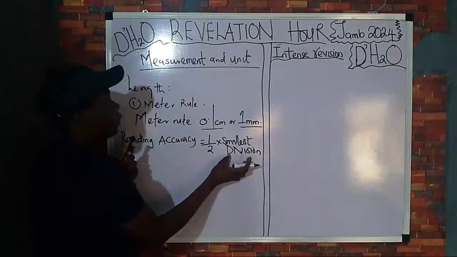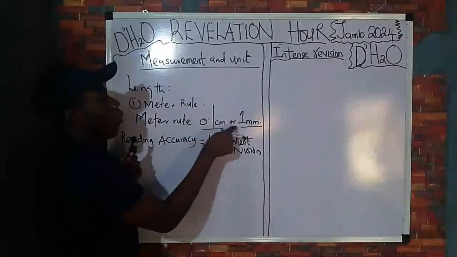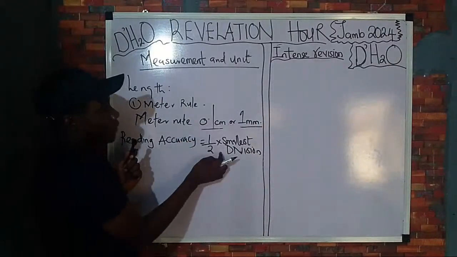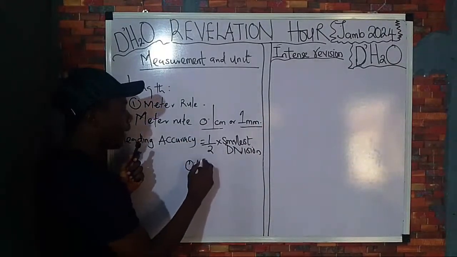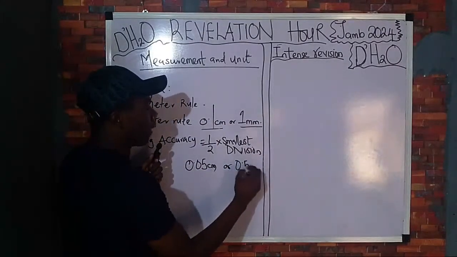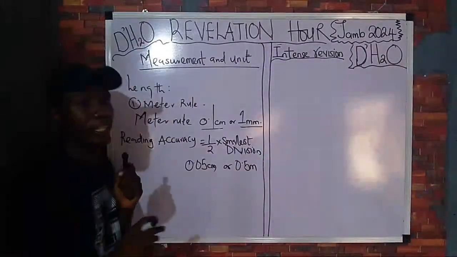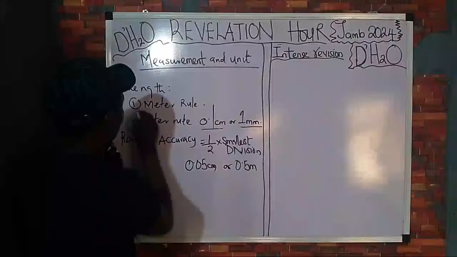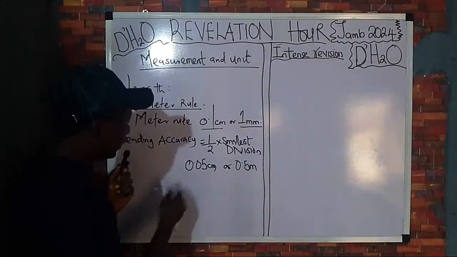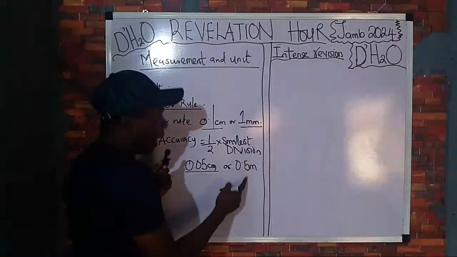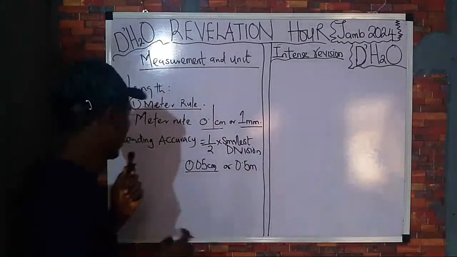Your reading accuracy is 1/2 times the smallest division. Now, what is the smallest division of a meter rule? 0.1 centimeter or 1 millimeter. So if you put 0.1 centimeter here, you will get 0.05 centimeter. Then here you will have 0.5 millimeter. So the maximum error that can be observed in a meter rule is 0.05 centimeter or 0.5 millimeter. Take note of that.